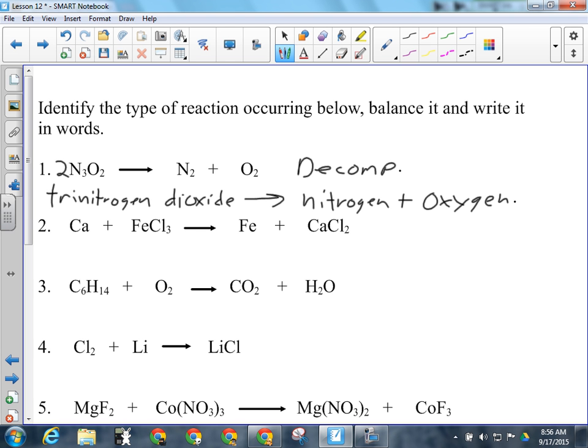What do I got to put in front of this then? 3. What do I got to put in front of this? Jeez, my English is awful. And then how many oxygen do I have over here on the reactant side? 4. So what needs to go here? Making sense? Ringing a bell from yesterday?